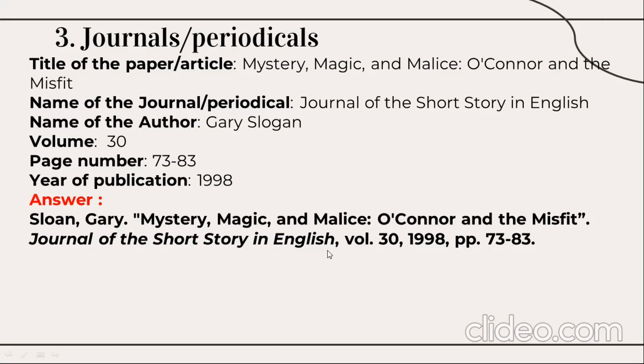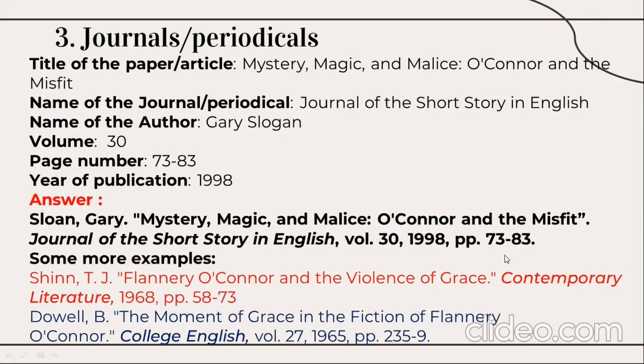Journal of the Short Story in English. The journal name should be in italics, not in inverted commas. Please note, followed by a comma, the volume number. So we write the short form vol. 30, comma, then the year of publication, 1998, and the page numbers, pp. 73 to 83. So this is the format you need to follow.